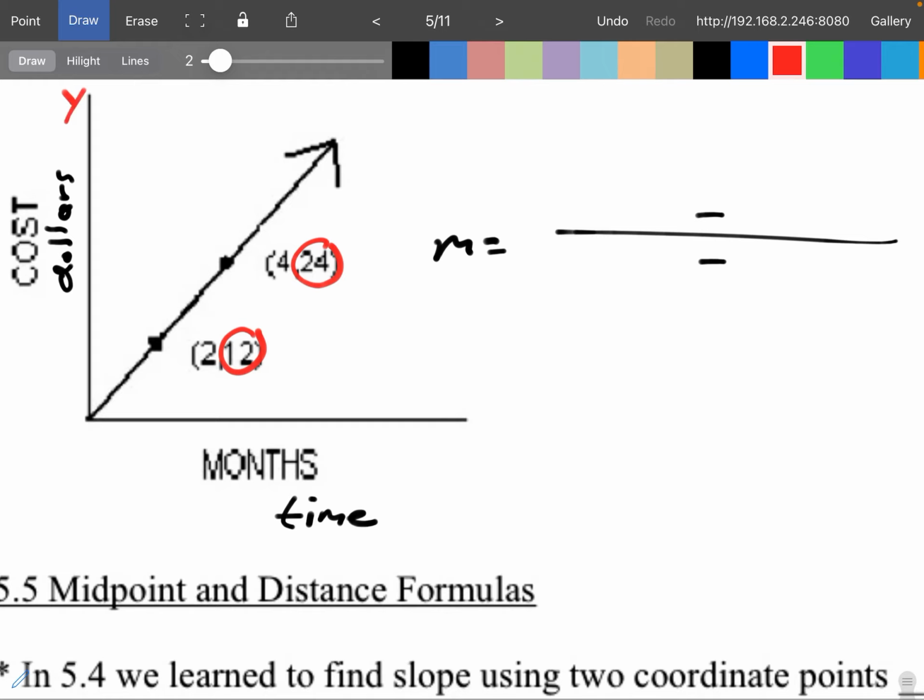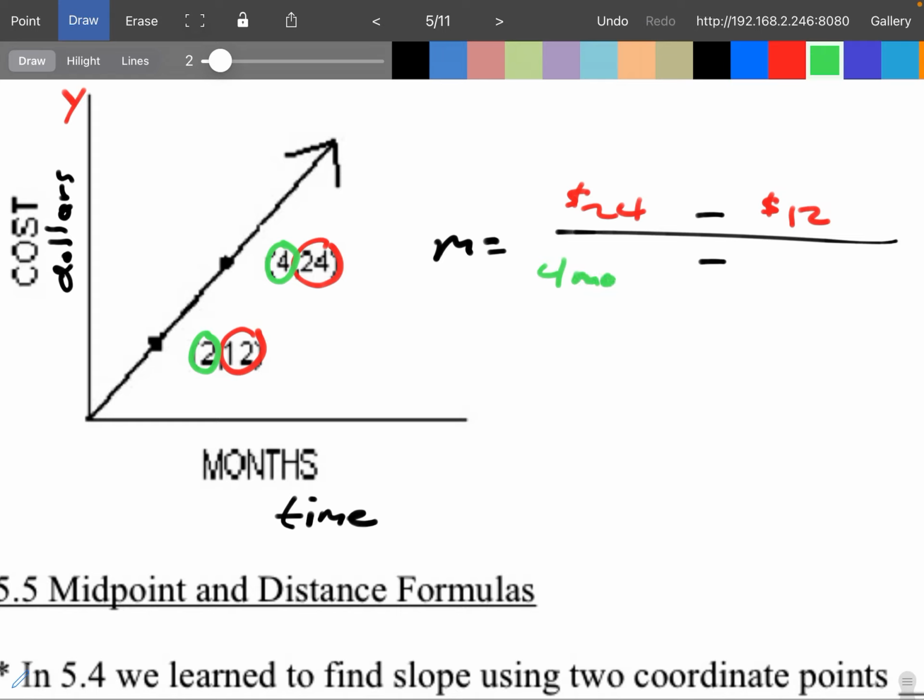All right, so we're going to do, what are our y's? 12 and 24. It's these two, right? Those go on the top. Now the y value represents what? Look at the axis. You got to look at the y-axis here. Cost. That represents the cost in dollars. So that means this is going to be $24 minus, well, let me write it this way for you guys. $24 minus $12.